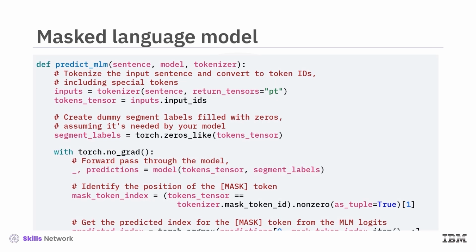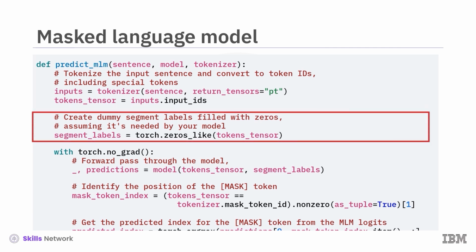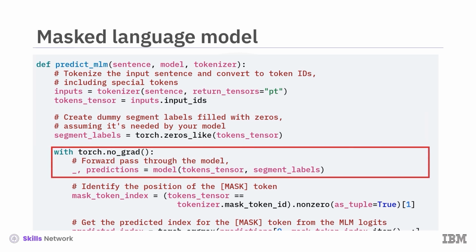Next, you can define a function to perform MLM using the pre-trained BERT model. The function takes a sentence, a BERT model, and a tokenizer as inputs. The function tokenizes the input sentence using the tokenizer and converts it into token IDs, including the special tokens. The result is stored in the tokens tensor variable. Dummy segment labels filled with zeros are created as segment labels. The BERT model is used to make predictions by passing the token tensor and segment labels as input. The MLM logits are extracted as predictions.